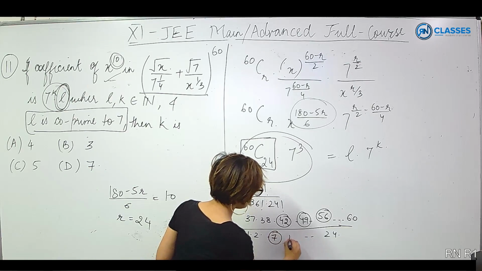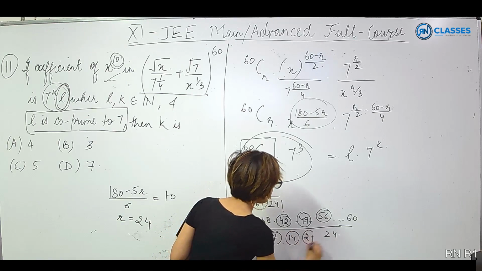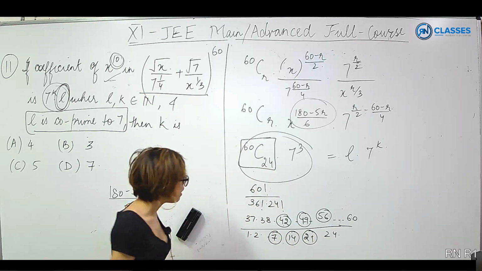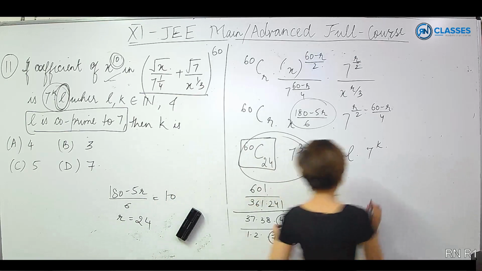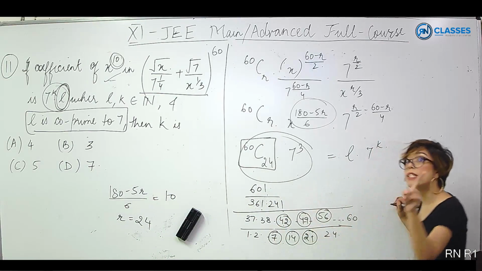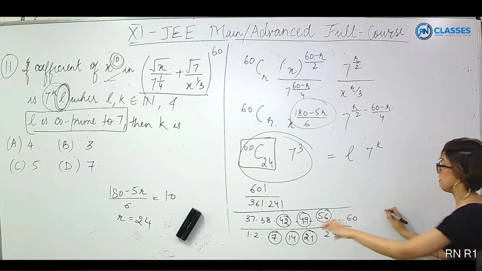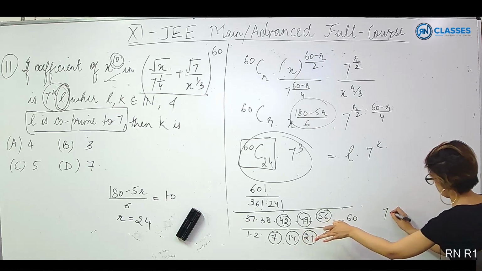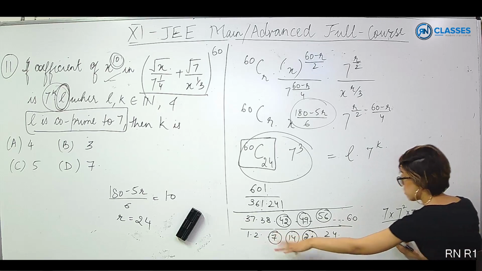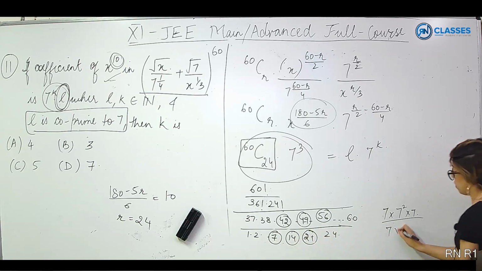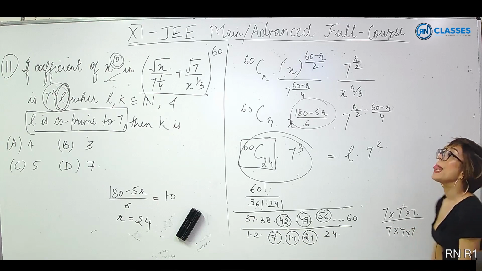And in the denominator, I will have 7, then 14, then 21. Rest of them, I don't care. From here, I can see how many factors of 7 there are. In the numerator 7, 7 square, and 7 again; in the denominator just one factor of 7 each, so 7, 7, 7.